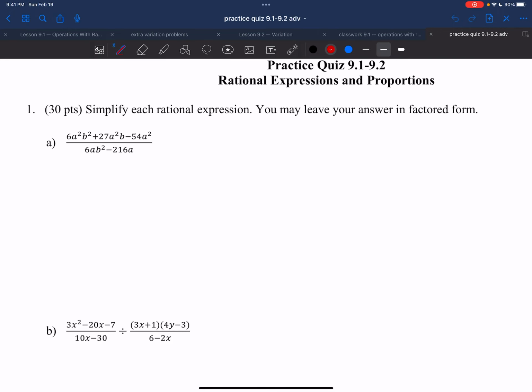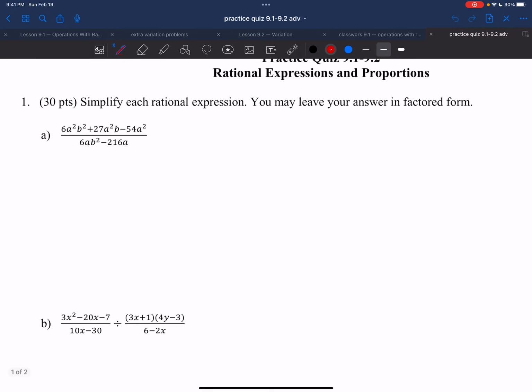So I'm going to look at the numerator, and of course, we always keep in mind the first thing we want to do when factoring is look for GCF. You're always looking for the greatest common factor. So I see 6, 27, and 54. I know that 6 goes into 54. However, 6 does not go into 27. I think the GCF there would be a 3. Okay, so I'll be pulling out a 3.